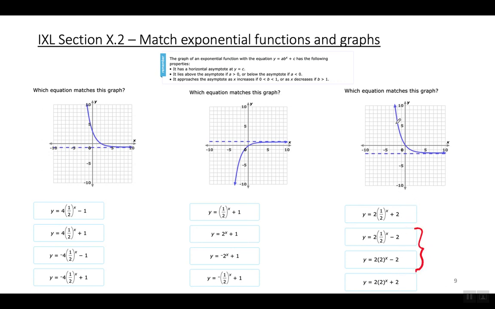Okay, the graph of the line is above the asymptote, so A has to be positive. And from left to right, the line is getting closer to the asymptote. So that means that B has to be between 0 and 1. So this has to be my answer.